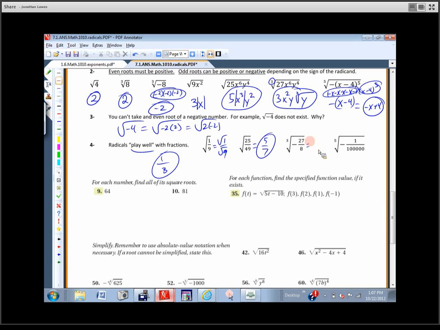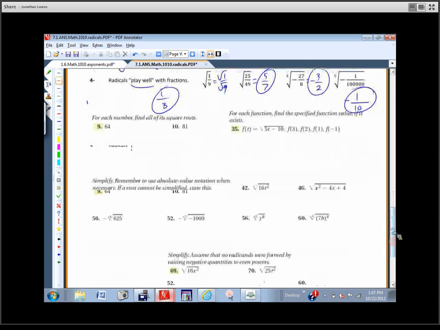Sure. Positive or negative? Negative. Cube root of 27? 3. Cube root of 8? 2. Ouch. What is it? Okay, negative. 5th root of 1 is 1. 5th root of 100,000. 5 zeros, so that would be 5 tens. So this is negative 1/10. Ugly if you had to think about that in terms of decimals, but with fractions, it's pretty darn easy. Questions?